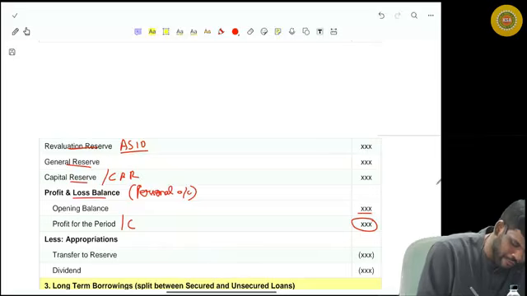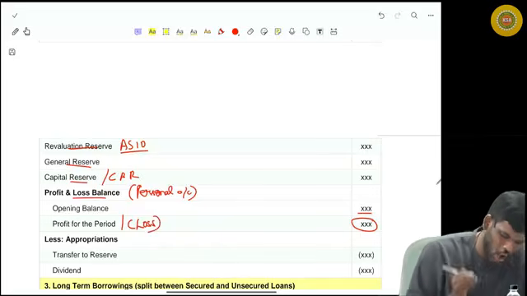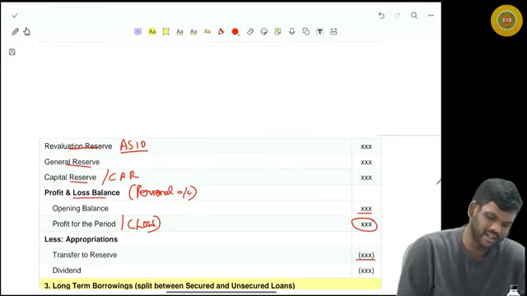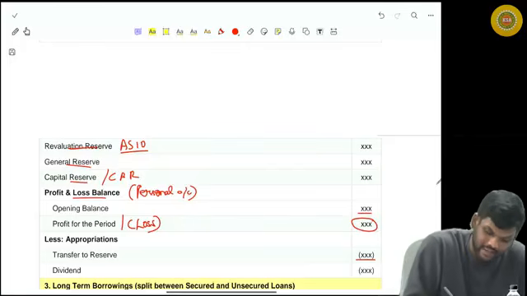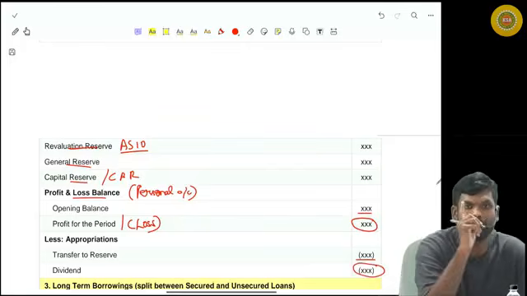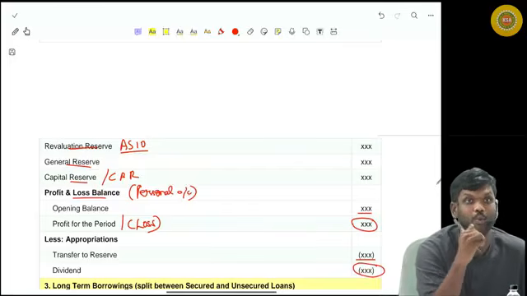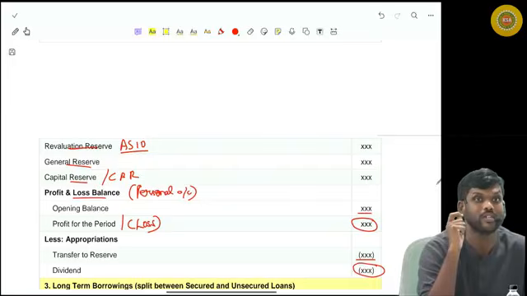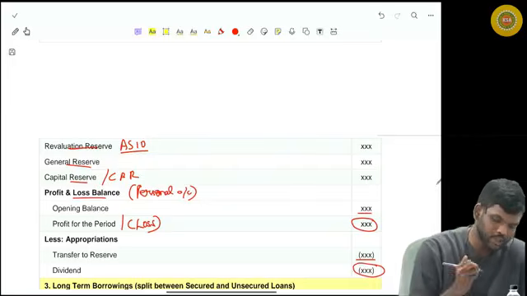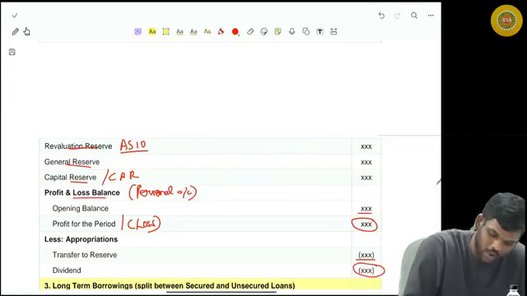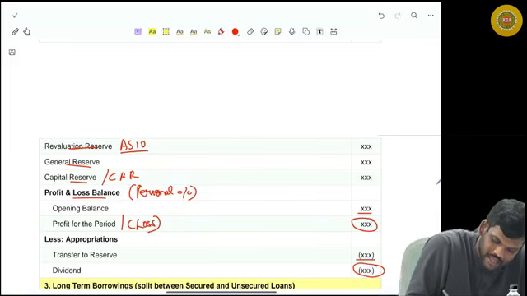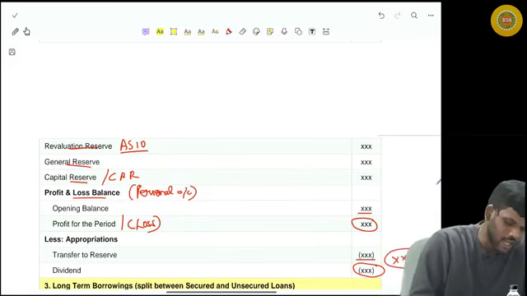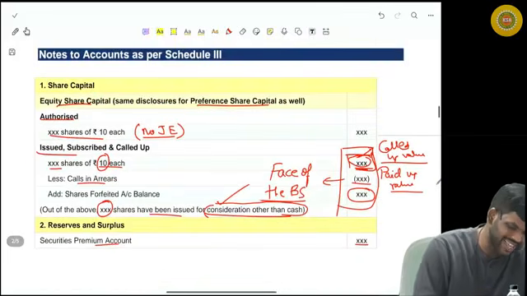So add profit or subtract loss, and then whatever appropriations are there, if you are transferring to any other reserve, that will be subtracted. Any dividend declared also will be subtracted. Remember, dividend is an appropriation. It won't come in P&L nominal account. It will come in P&L personal account. So this dividend that you have declared should be subtracted from the P&L personal account. The remaining is the balance that will come as a part of reserves on the face of the balance sheet. So this is the first section, which is the equity section.